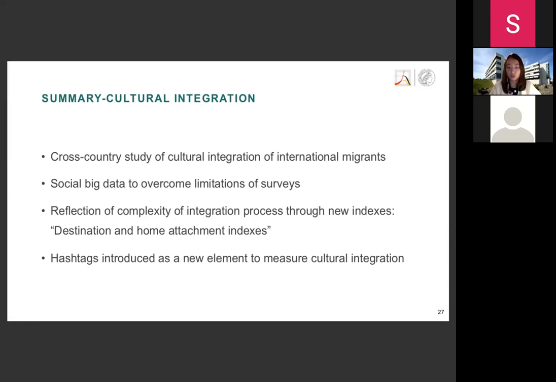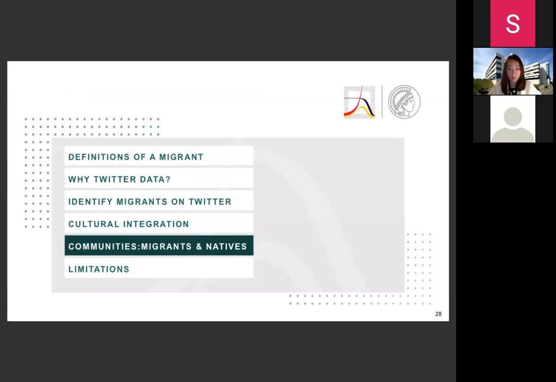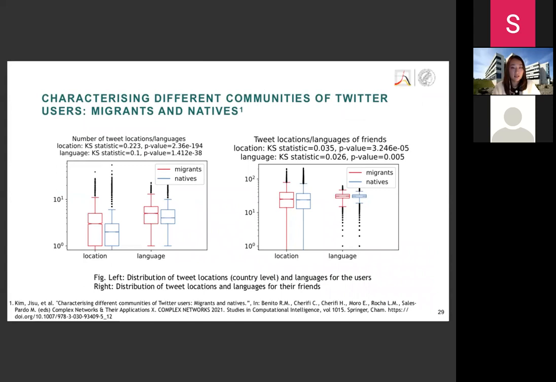In the last paper that I want to present today, we were interested in exploring characteristics of different communities of users on Twitter, i.e. migrants and natives. Again, here we're using the same data set that we constructed from the beginning. So basically, here we were interested in studying whether migrants and natives have distinctive characteristics or behaviors on Twitter.